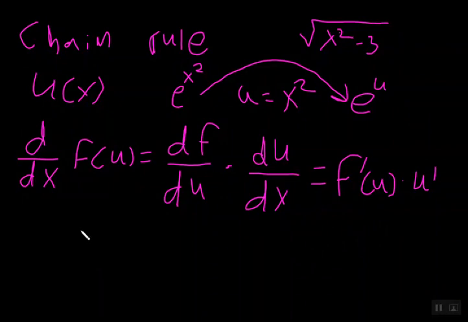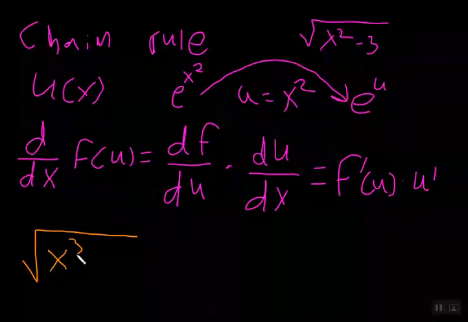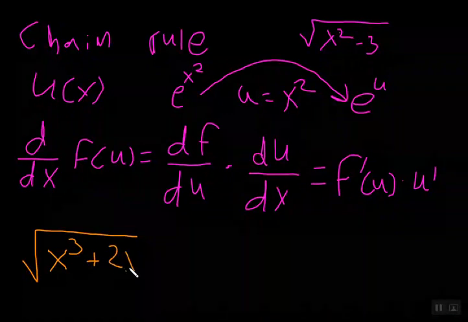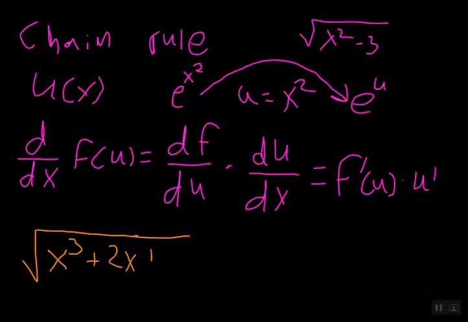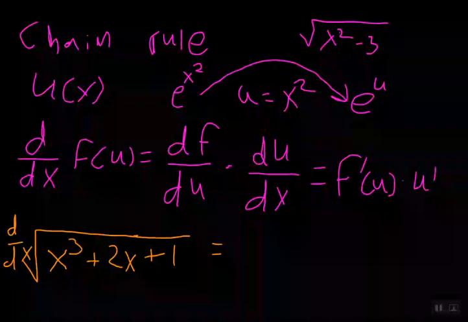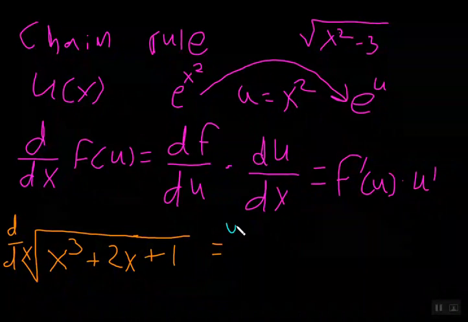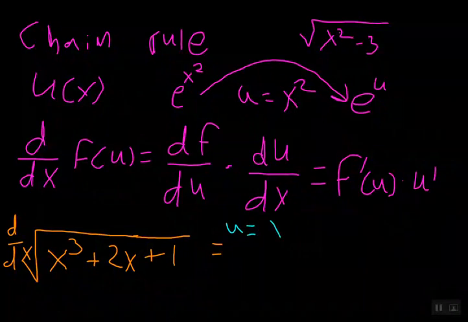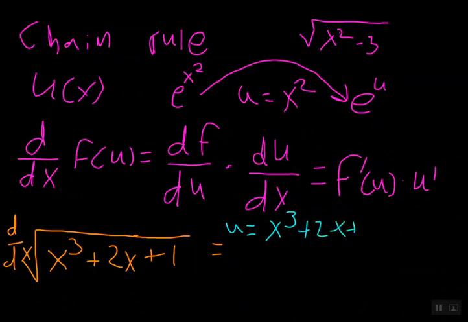Now we can do, say, I have this example too, the square root of, let's change it up a little bit, x cubed plus 2x plus 1, right? And I want the derivative of this. Now what I'm going to do is I'm going to let u equal x cubed plus 2x plus 1.